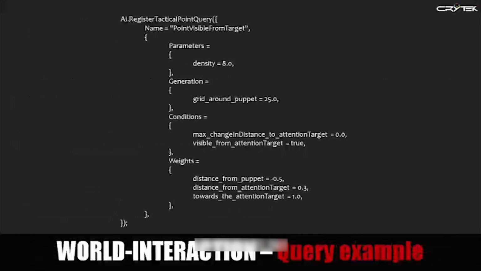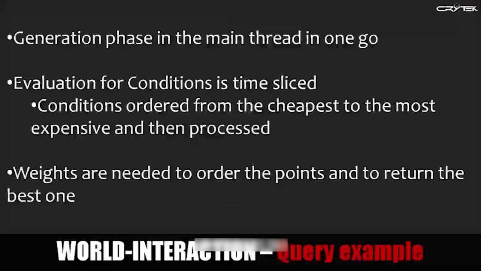One example of a query can be that you want to know which is a position around the puppet in a grid that is visible from the target. This is taken from Crytek, just a little example. And you can pass conditions and weights. So what you see is you have three phases: the generation, the conditions, and the weights. The generation phase always happens in the main thread in one block. So if the generation of these points is really expensive, it's really expensive right now. We don't have any way to make it faster.